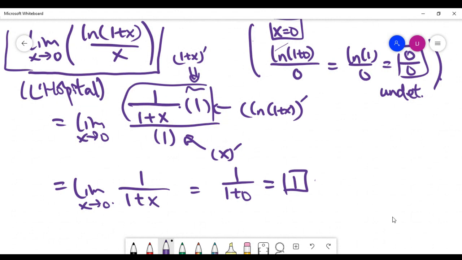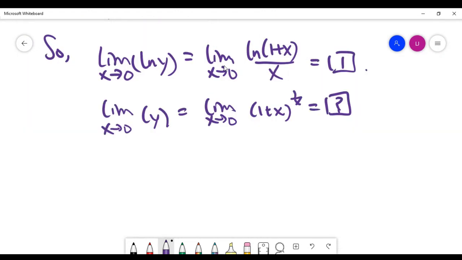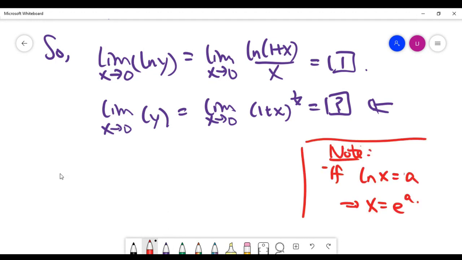So let me write it down this way. Our calculation implies that we got the first line done. So the limit x goes to 0 for ln of y is the same as 1. But the actual answer we want comes from the second line. I skipped some concept a little bit, but just to let you know that for the ln function, you should have learned this property. Please look at the red box on the right end. If you have something like ln of x equals a, x is actually the same as e to the power a.